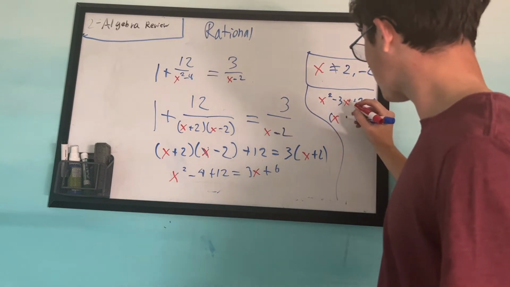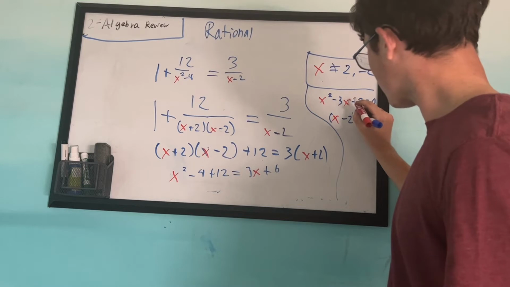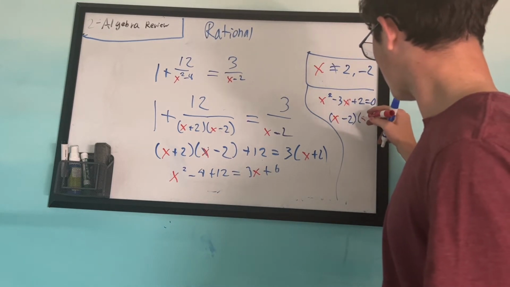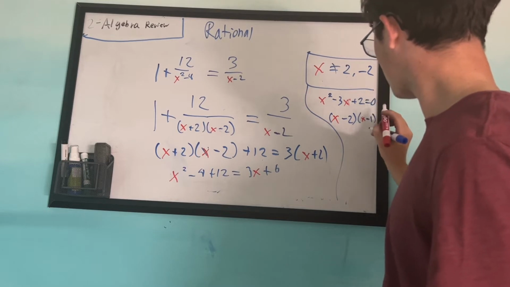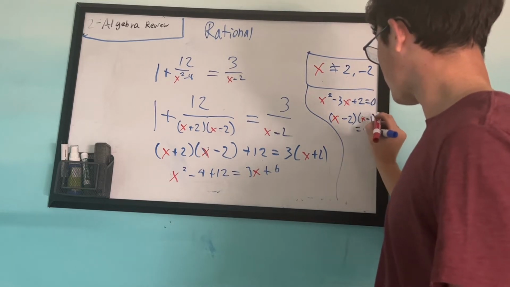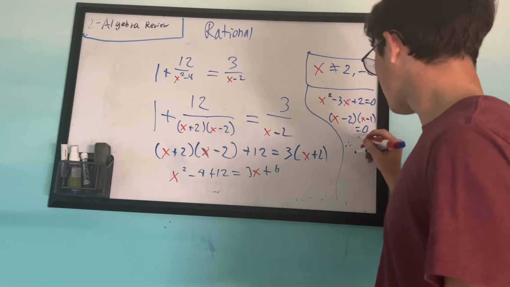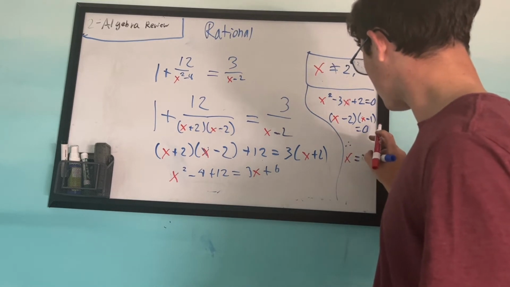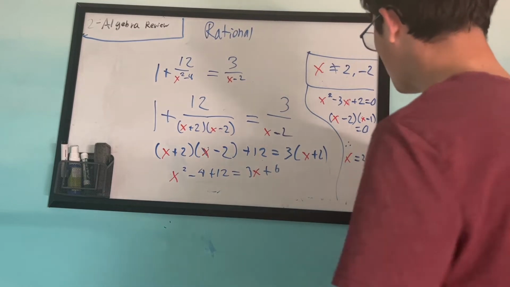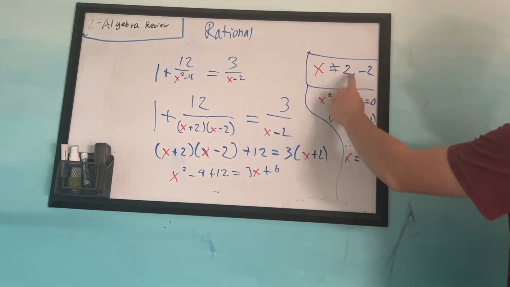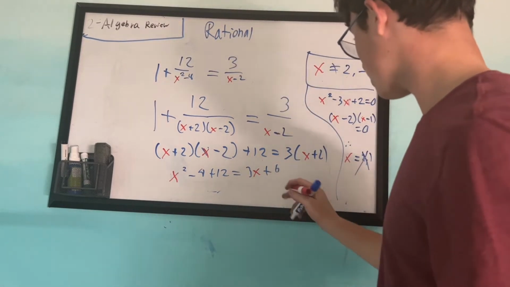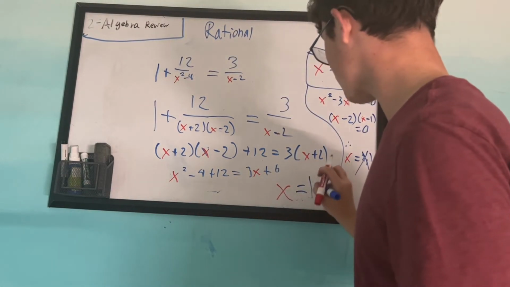Factoring, x minus 2, x minus 1 equals 0. Therefore, x equals 2 or 1. But if we look back to what x cannot equal, one of those is 2, which means we cross this out and then just say x equals 1.